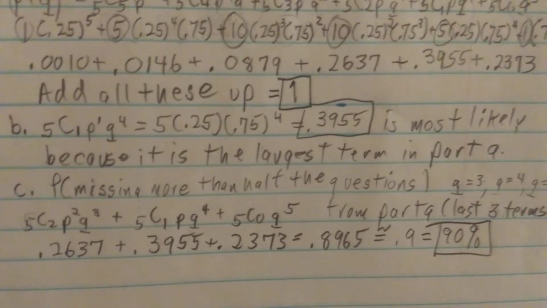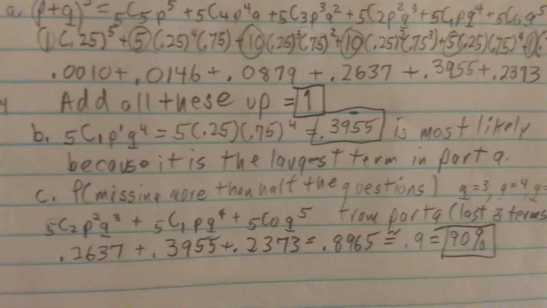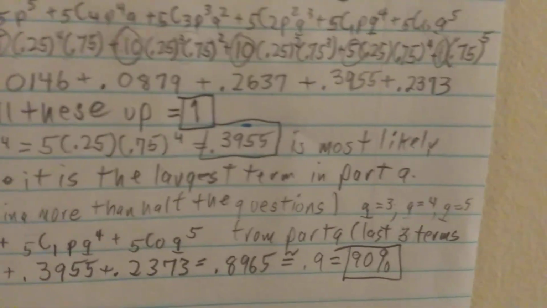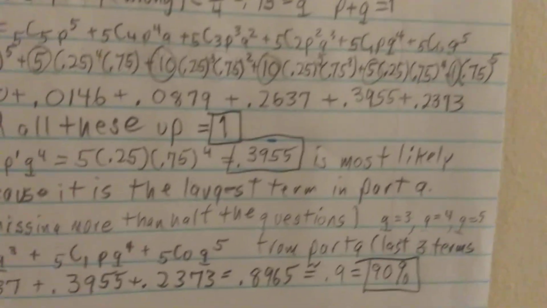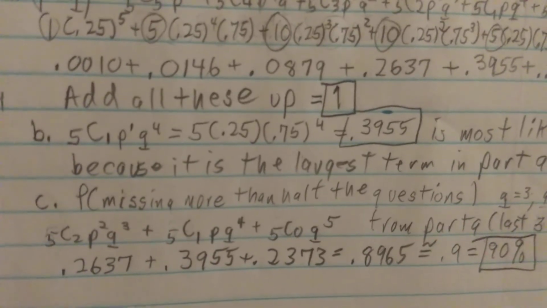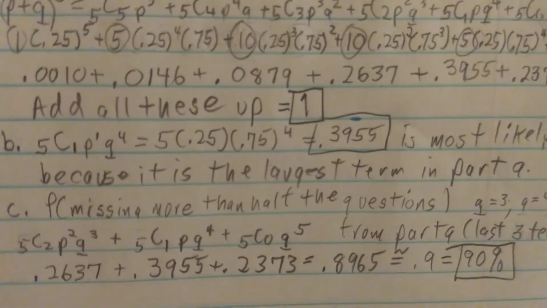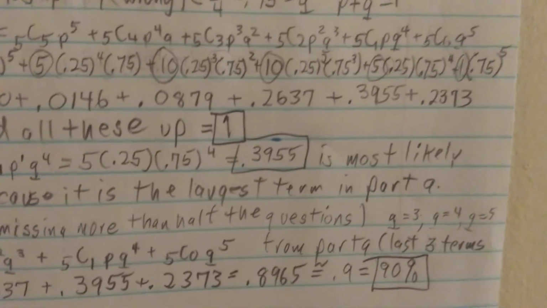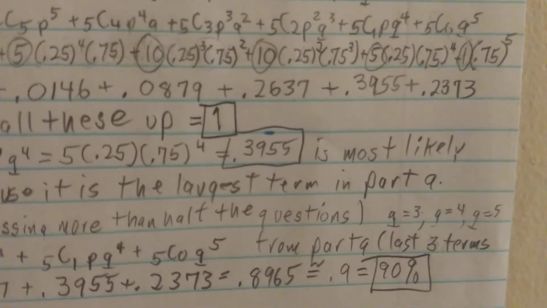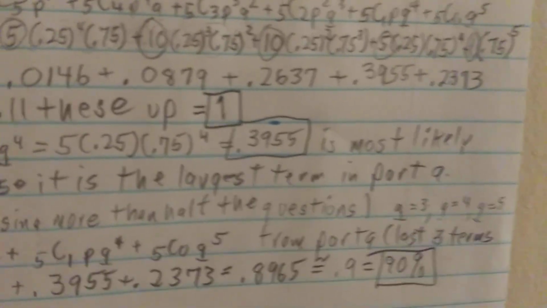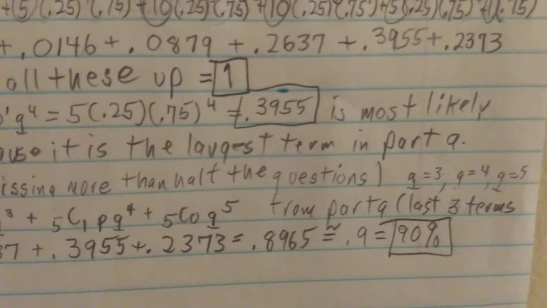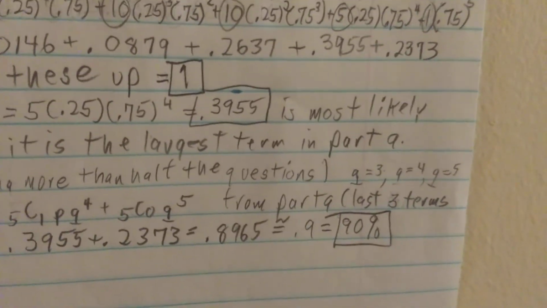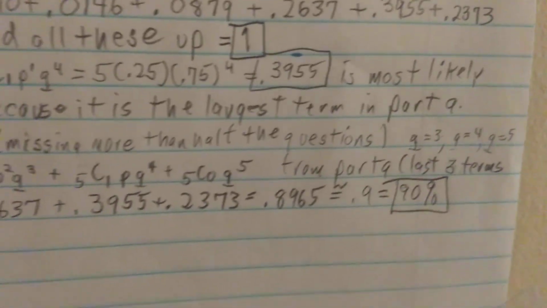Now, let's find out which one is most likely. Well, we can see above the biggest one is 0.3955, and so that's the most likely, which turned out to be 5C1 p to the 1 q to the fourth, or 5 times 0.25 times 0.75 to the fourth, or 0.3955. And it is because the largest term in part A, we can see from above that it is.